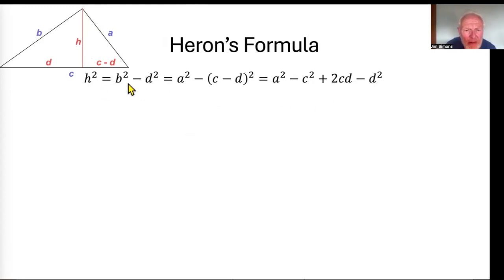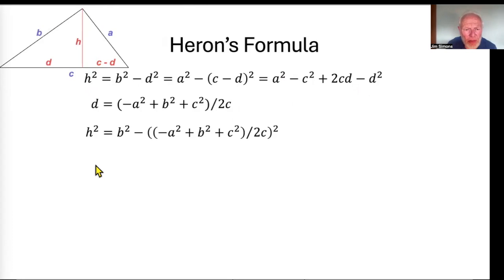And now if we equate these two here, you'll notice that the d squareds cancel. The only occurrence of d is here to the first power. And what you end up with is that. You can see the divided by 2c bit there. Okay, now we substitute that back into this one, and we get h squared is that. So that's a formula for h in terms of a, b, and c.